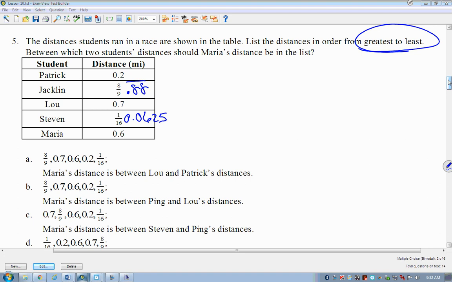Now, I'm not telling you that you can't, because you could have, like with Patrick up there, made that 2/5 and made that into 1/5, right? Then you would have had 8/9. Lou, you could have made 7/10. Stephen, you could have left as 1/16. Maria, you could have made 6/10, which would have been 3/5, correct? All right, you could have done all that, but you wouldn't have really still known what was least to greatest or greatest to least until you got a common denominator between all of them, right?